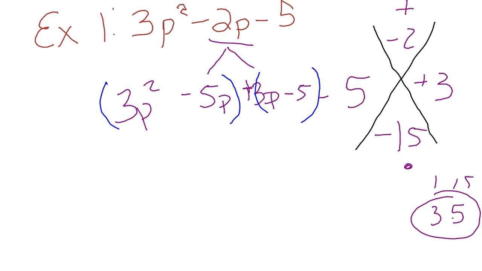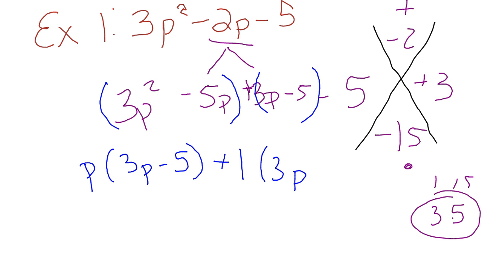Now I'm going to look and see what my first group has in common. My first group only has a p in common. So I'm going to take out a p, leaving me with 3p minus 5. Looking at my second group, there's nothing in common. It's 3p minus 5. So if there's nothing in common, you're going to take out a 1, because 1 times anything is itself. So I'm going to have 1 times 3p minus 5.